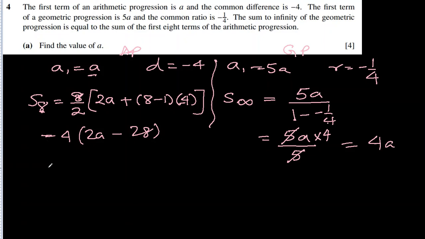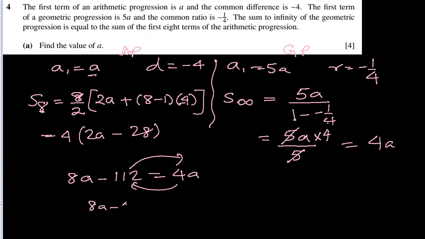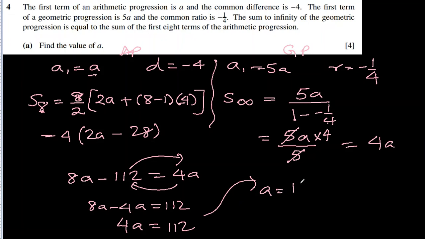So now we have to equate the two. Here we got 8A minus 28 times 4 will be 112, equal to 4A. So let's take 4A to the other side and 112 will come to the right. 8A minus 4A equal to 112. 4A equal to 112, and that makes it A equal to 112 divided by 4, which is 28. That's the value of A.